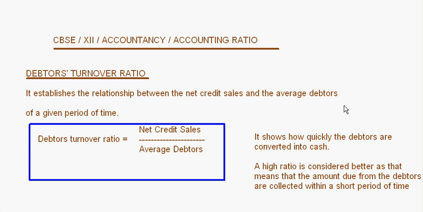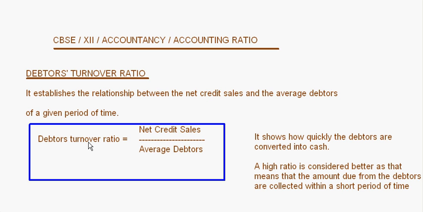Today let's take up the topic of debtors turnover ratio from accounting ratios. Let's first see what is the debtors turnover ratio. The debtors turnover ratio establishes the relationship between the net credit sales and the average debtors. So here we have to find out the relationship between the net credit sales and the average debtors. You have to remember it's not the total sales, it's the credit sales only, right?